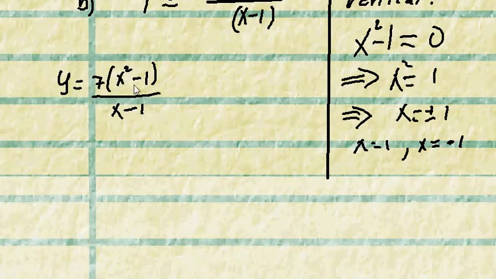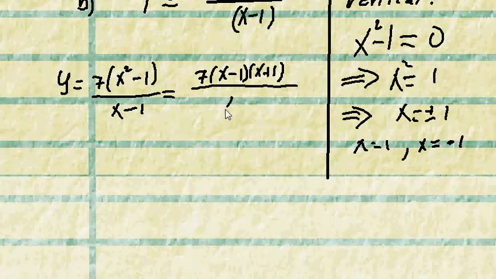Notice that I can take this and factor it further. So this is equal to 7 times x minus 1 times x plus 1. Sorry about that. I factor the numerator, so it becomes 7 times x minus 1 times x plus 1. This is the difference of squares, x squared minus 1 squared. Now I'm dividing this by x minus 1. Notice what happens here. I can cancel this out.